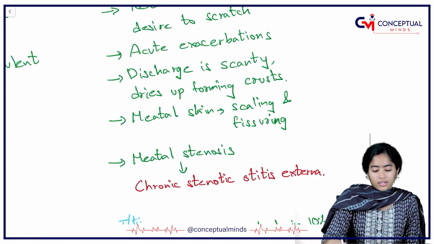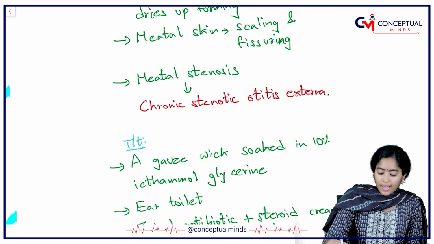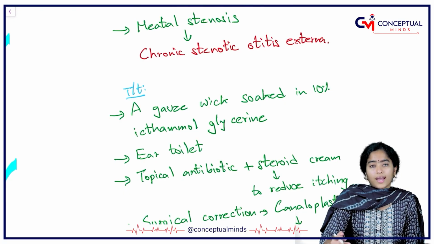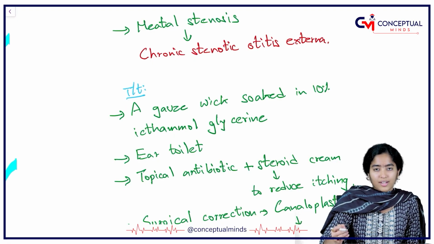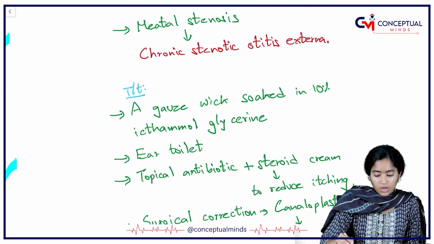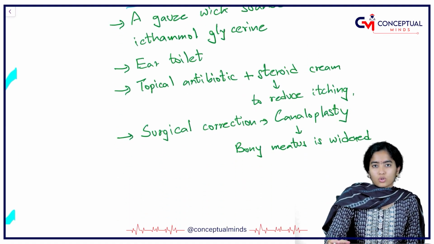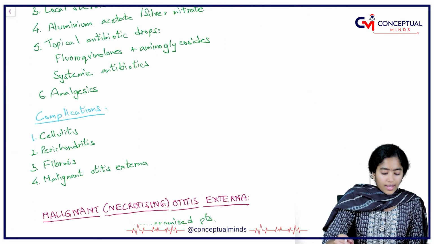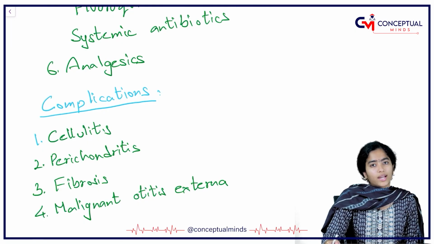As I said, there are acute exacerbations, and to treat that we can use a gauze wick soaked in 10% ichthammol glycerine and also do ear toileting. Because the patient has an intense desire to scratch, we give a topical antibiotic with a steroid in it, so that the steroid will reduce the desire to scratch, because itching comes down with steroid cream. Finally, if the patient goes into chronic stenotic otitis externa, then we need to do surgical correction. Canaloplasty has to be done, where the bony meatus is widened. The complications of this condition are cellulitis, perichondritis, fibrosis, and finally malignant otitis externa.